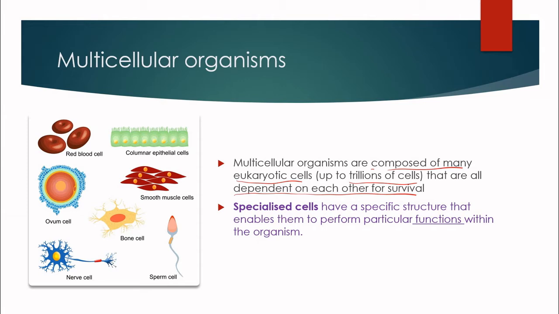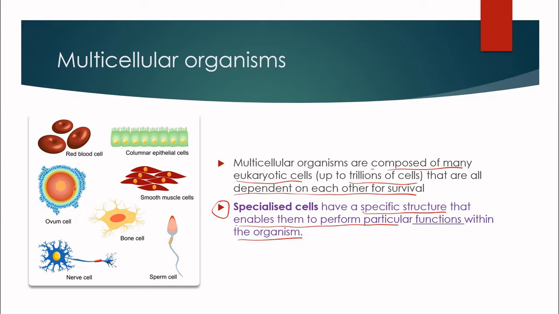They'll be specialized at doing something and will rely on one of the other cells in the organism to do a job for it. So specialized cells in a multicellular organism have a specific structure that enables them to perform a particular function within the organism. And not just that, they perform it very well. They're specialized at doing one job really well. You rely on the other cells in the body to do their job really well.